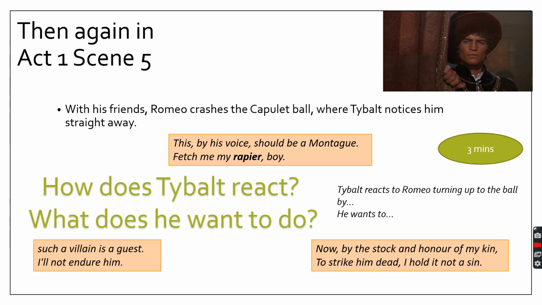"Now, by the stock and honour of my kin, to strike him dead, I hold it not a sin." So here he's saying, my family have their own way of thinking about Montagues. So it wouldn't be a sin to kill him. So, 3 minutes, can you please answer these 2 questions? How does Tybalt react, and what does he want to do? Make sure you pause the video whilst you answer it.